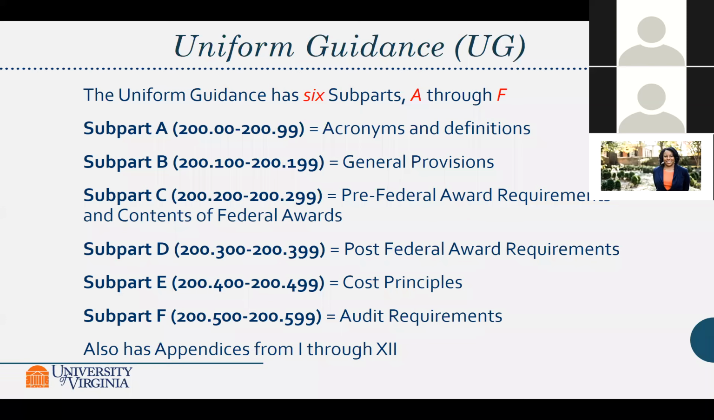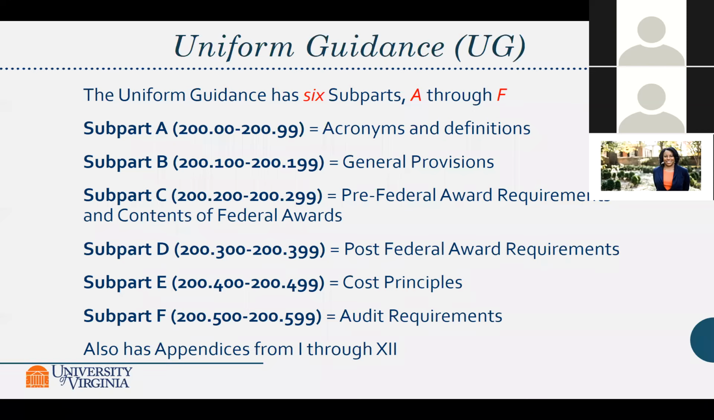So here's the 6 subparts, so acronyms and definitions. Then there's general provisions, and then there's the pre-award requirements and contents of federal awards. So subpart C is specifically tailored to federal agencies. What do they need to include in their funding announcements? And what do they actually have to include in their federal awards? Subpart D is for recipients. So once we receive funding, what are we responsible for?